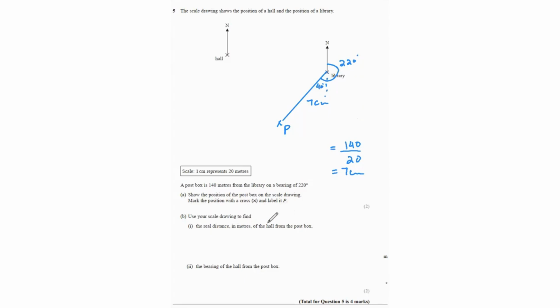Then use your scale drawing to find the real distance in meters of the hall from the post box. For that, using your ruler, you will measure this line, and whatever distance you get, you will multiply it by 20. Because this distance you're getting, that's going to be in centimeters. So to convert it into meters, you have to times it by 20 to get the real answer. Then it says the bearing of the hall from the post box.